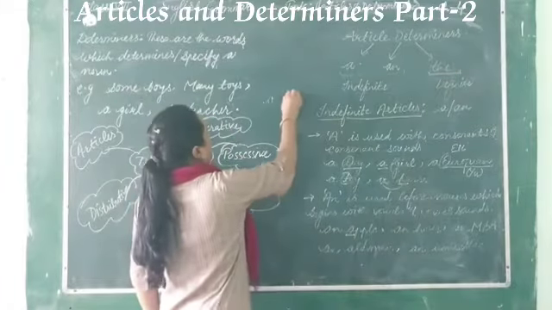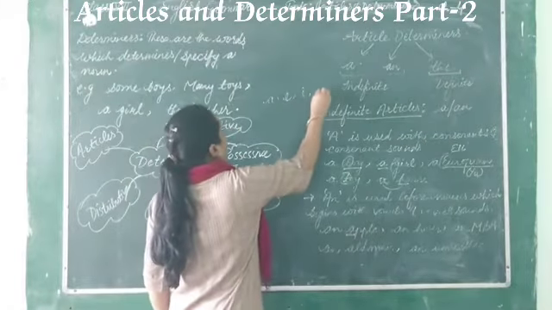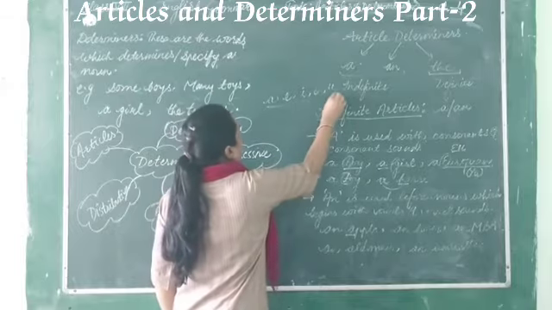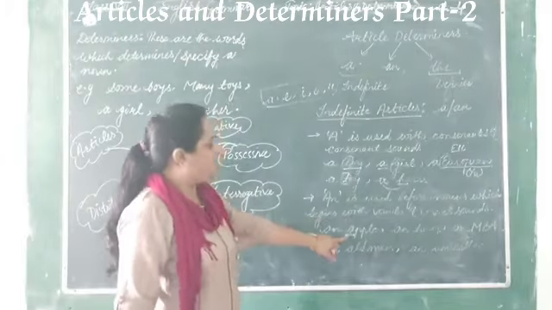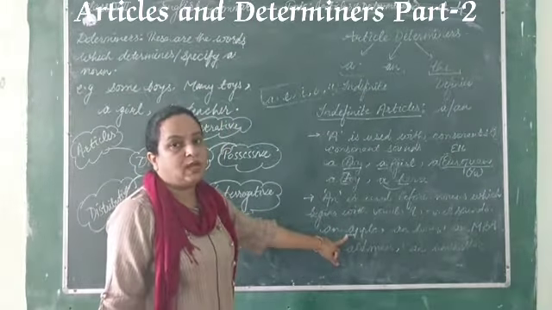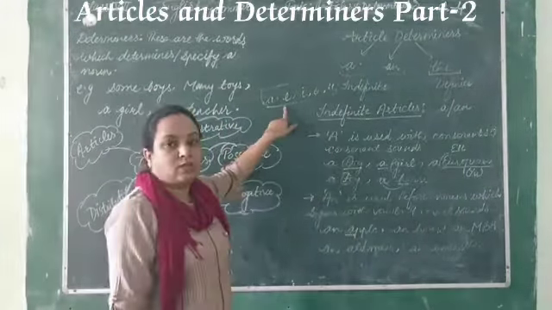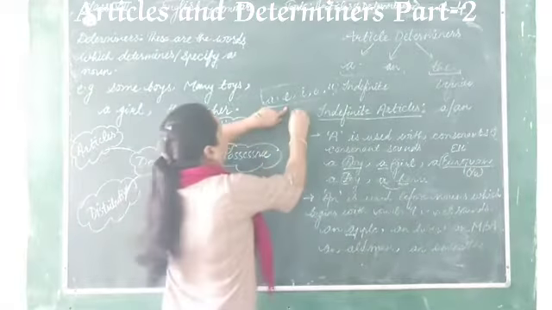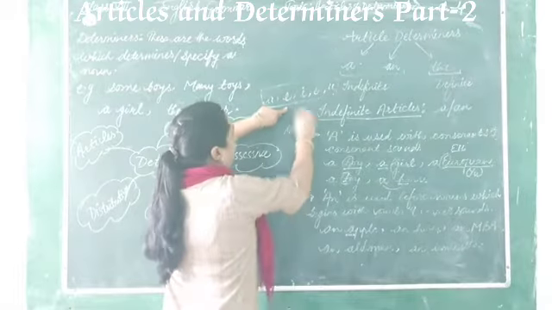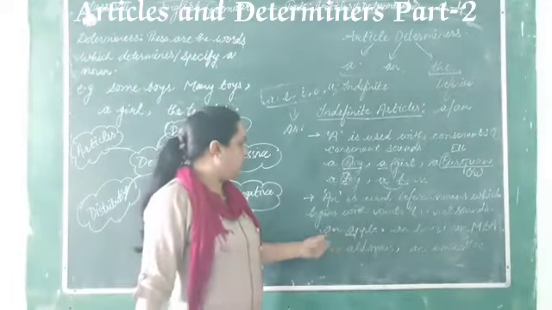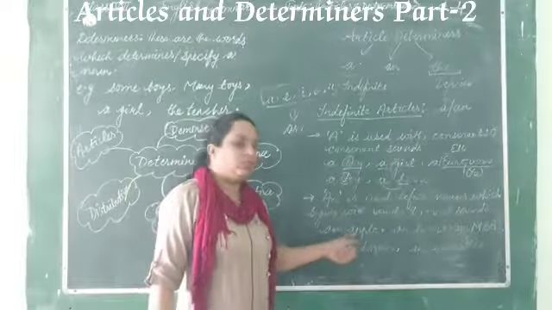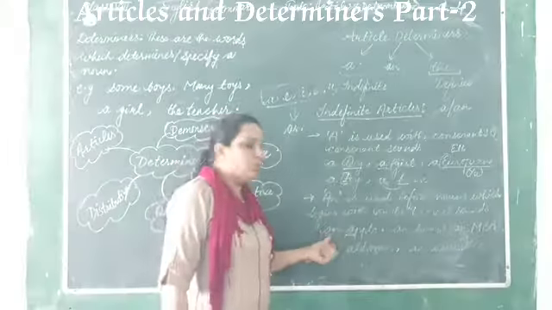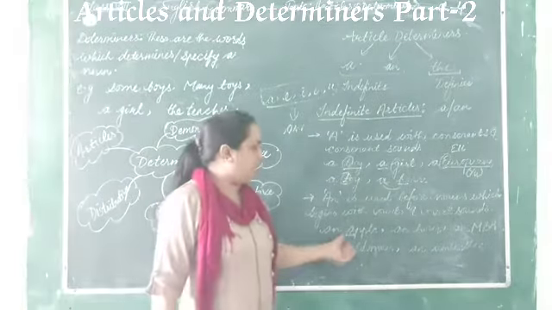It's A, E, I, O, U. These are vowels, right? So apple is having this condition, and we know that when we have these vowel sounds, we have to apply an. Clear? So an is there, apple is there, which is having a vowel sound. So there we have to apply an.